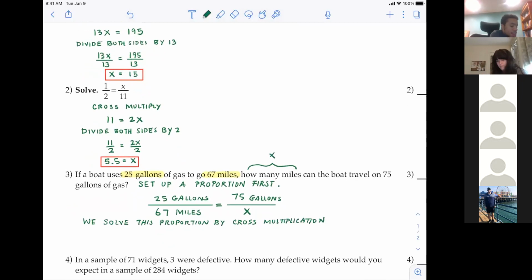So if I cross multiply, I'll have 25x equals 67 times 75, which is 5,025. And now we can finalize our answer. Divide both sides here by 25 to find the unknown. If I divide 5025 by 25, I get 201. So it's 201 miles.